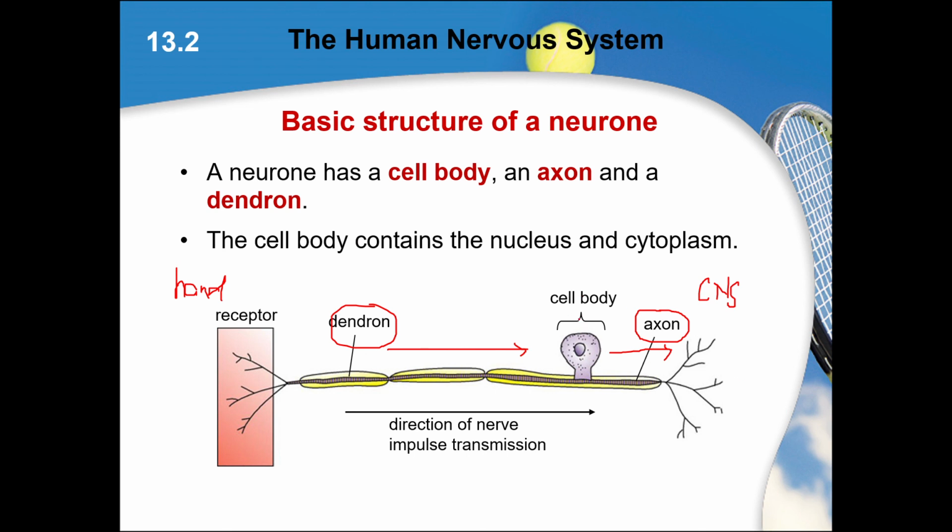Now, what does the cell body do? The cell body, just like any other animal cell, has got a nucleus and a cytoplasm, and it controls the function of this cell. You should know by now that this is an animal cell, and it's a cell that is specialized for its function. So it doesn't look like a typical animal cell, but it's actually a modified, specialized cell. So a nerve cell is a specialized cell.